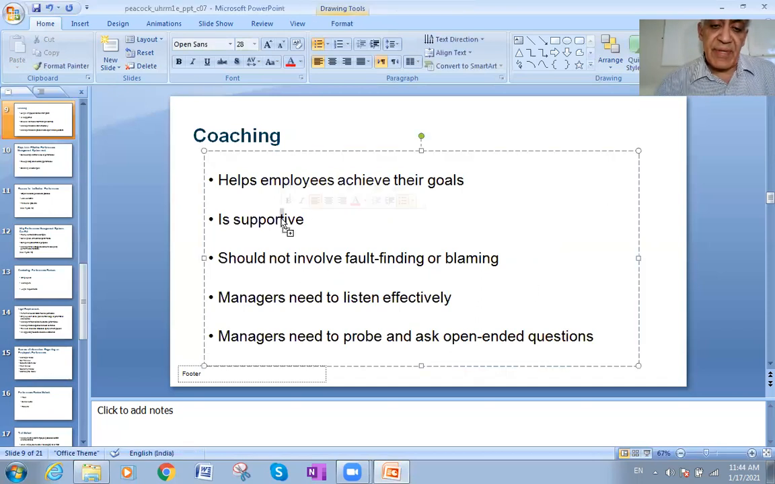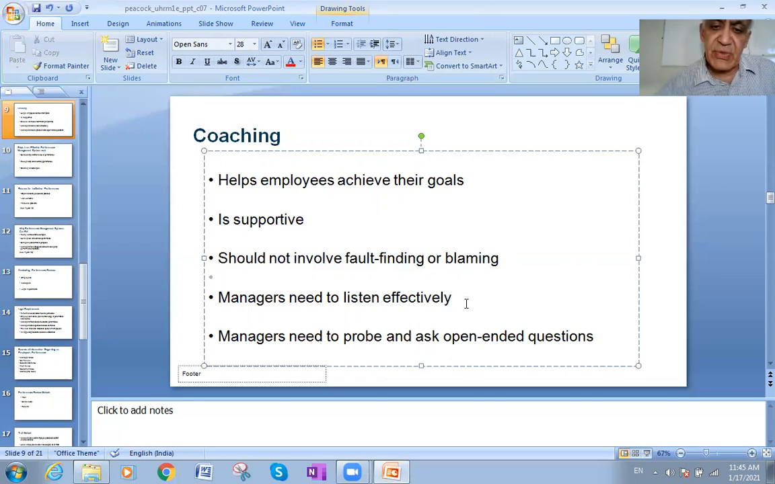You must be supportive to them. It should not involve fault finding or blaming. The good manager is not the one who catches mistakes. No, the good manager is the one who corrects the mistakes. There is a difference between both of them. I do not catch mistakes or find gaps between the standard and the real performance just for the gap itself. No, I'm finding the gap just to correct it, to move into action and correct. This is what I'm doing.